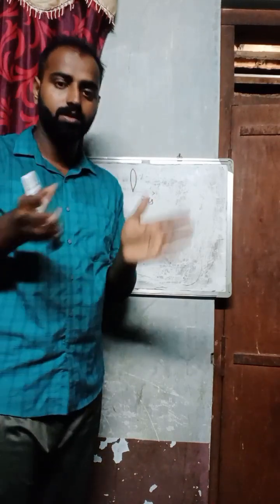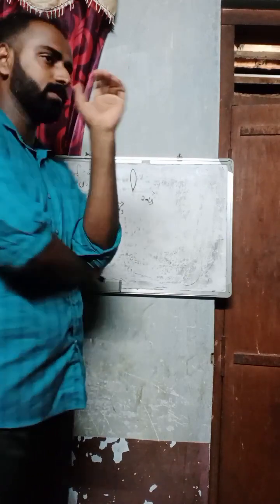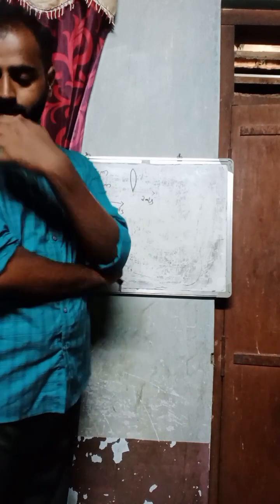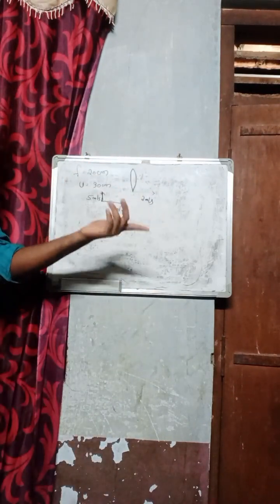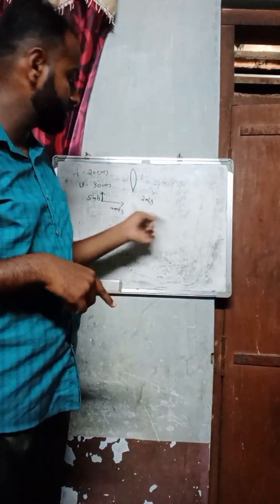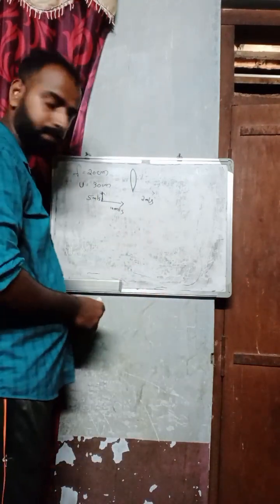I am saying the question once more. Suppose we have a convex lens of focal length 20 centimeter and the object is at a distance of 30 centimeter. Our object is moving with a speed of 10 meter per second in the x direction. Also, the object is moving in the y direction at 5 meter per second. Also, our lens is moving at 2 meter per second. This is the problem. I hope you guys are clear.